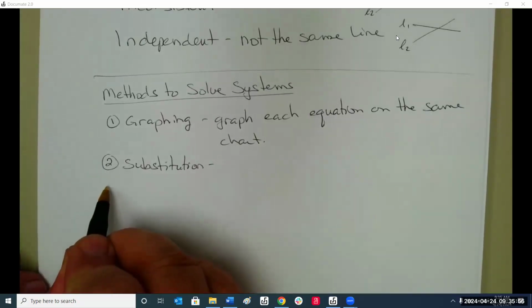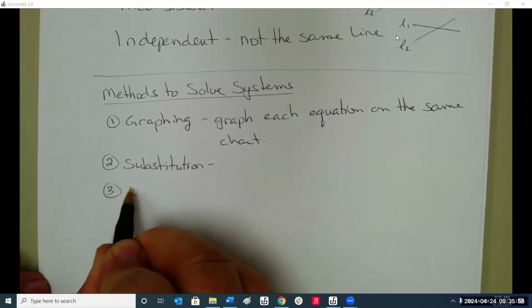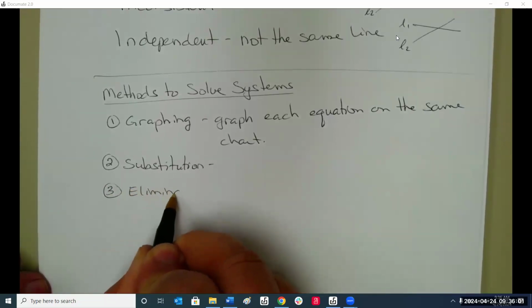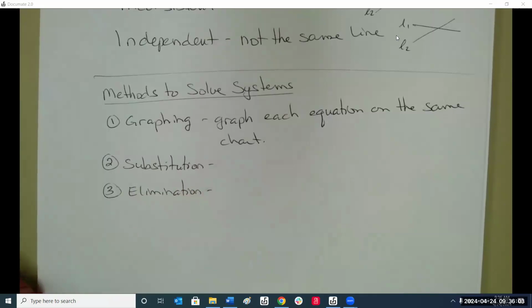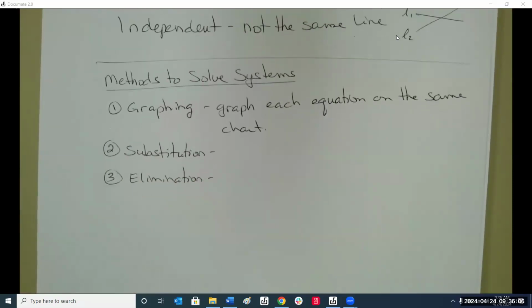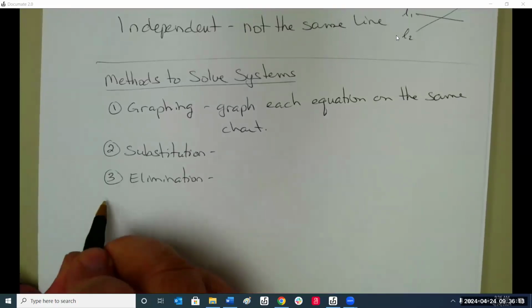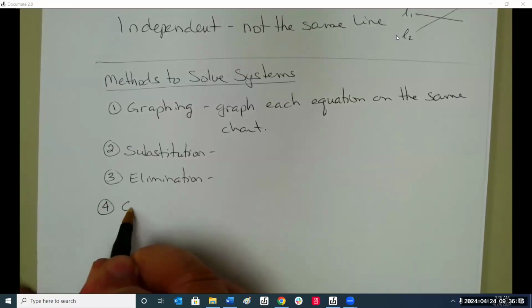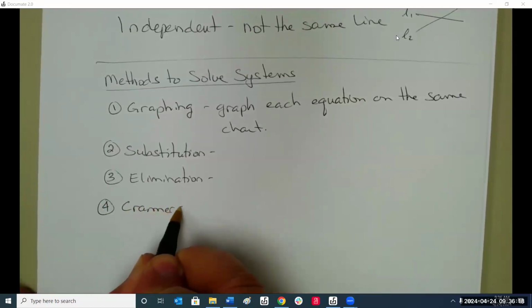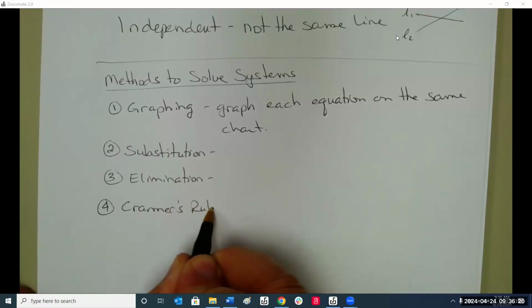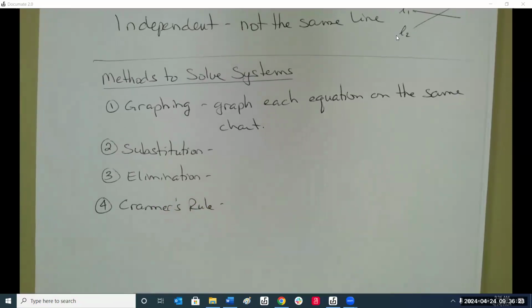Then the third method is called the elimination method. It's where you choose a variable to eliminate and add the two equations, trying to get one of them to disappear. And the last one we're talking about is called Cramer's. But before I do the Cramer's rule, I want to make sure everybody understands the first two or three.